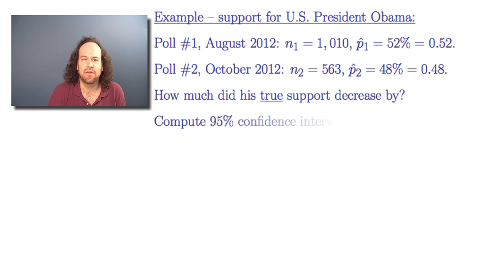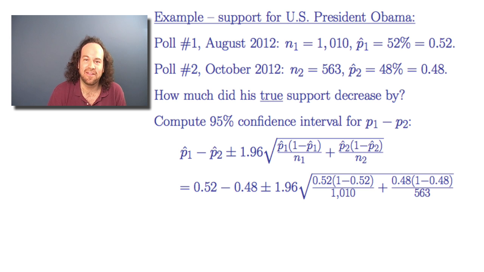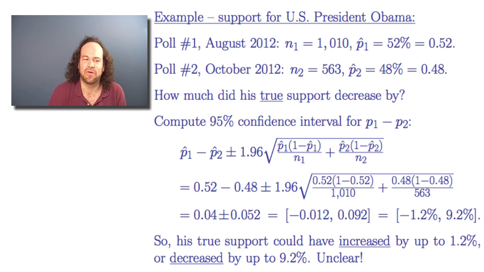Once again, we can compute a 95% confidence interval, and in this case, it's the observed difference, which is 0.52 minus 0.48, or 0.04, plus or minus 1.96 times the square root of this big complicated variance term, and it works out to a confidence interval of between about minus 1.2% and positive 9.2%. So in other words, we can't really conclude much of interest. It's possible that his support actually went up a little bit, or it might have gone down by as much as 9.2%, but we're not really sure, and the situation is a bit unclear.